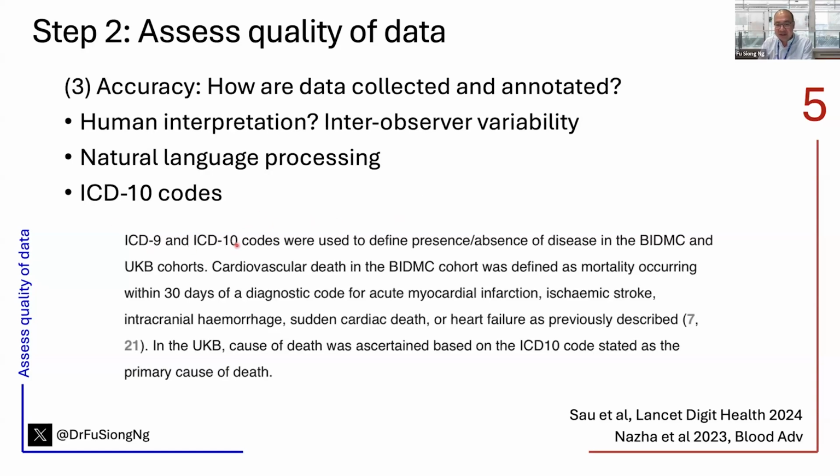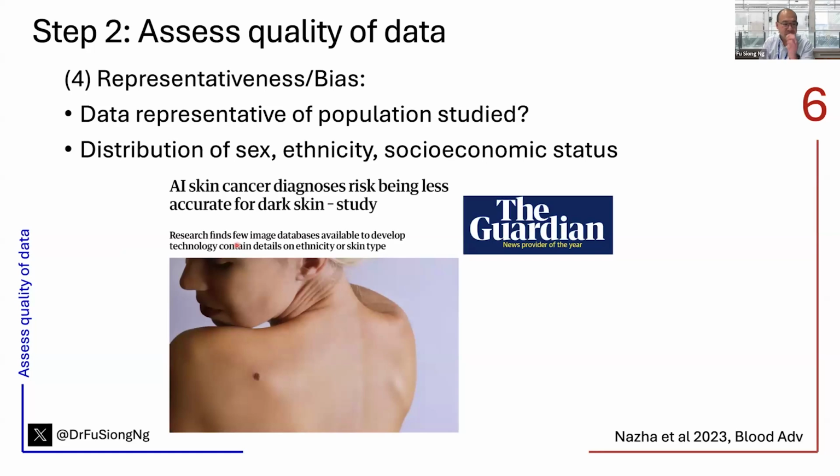In our paper, we use disease codes, and they're about 90% accurate. So you've got to take these results with a pinch of salt, because they're not gold standard labels. They were based on disease codes, so there's some level of inaccuracy. So you've got to be mindful of how you arrive at the labels.